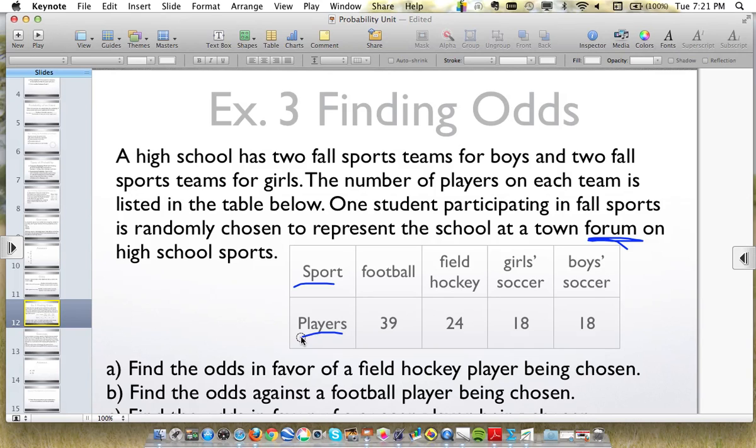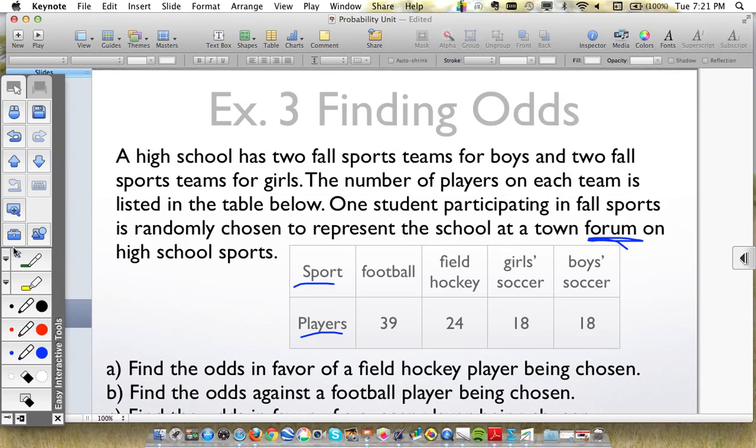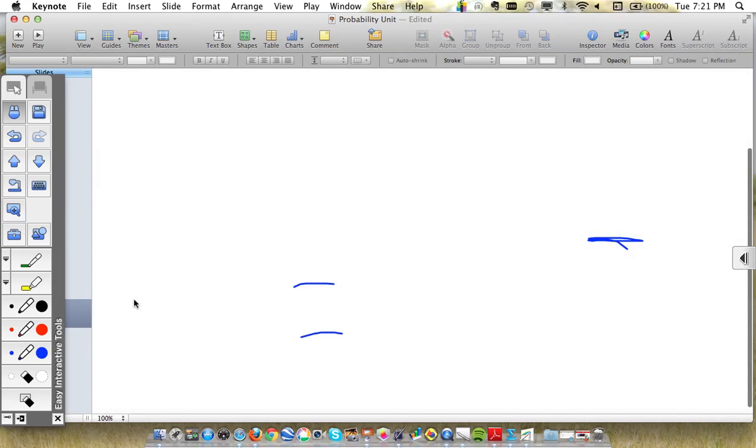Alrighty, so let's talk about finding the odds in favor of these events and against these events. I need to move the screen up so we can see the rest of the questions. There we go.